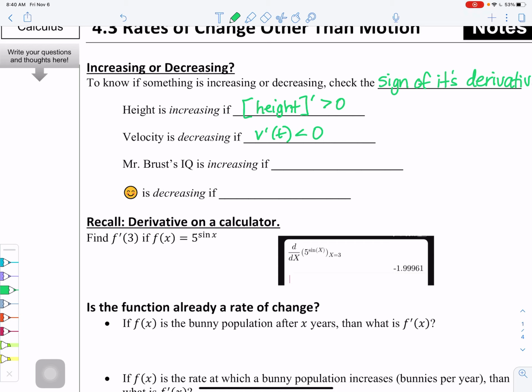How about someone's IQ? So, Mr. Bruce's IQ, the derivative would need to be positive for it to be increasing. And last, just to be kind of funny, but also it's important, smiley face is decreasing if the derivative of smiley face is less than 0. So those are good examples. Try to keep it simple. Whatever it is you're wanting to know about increasing or decreasing, just take the derivative and look at the sign.